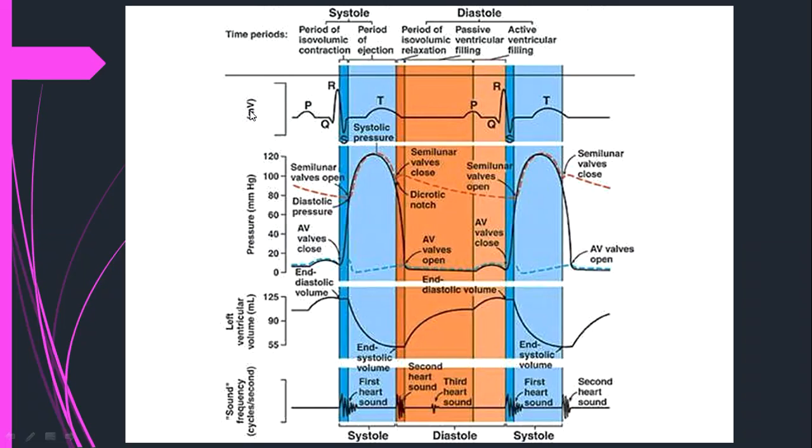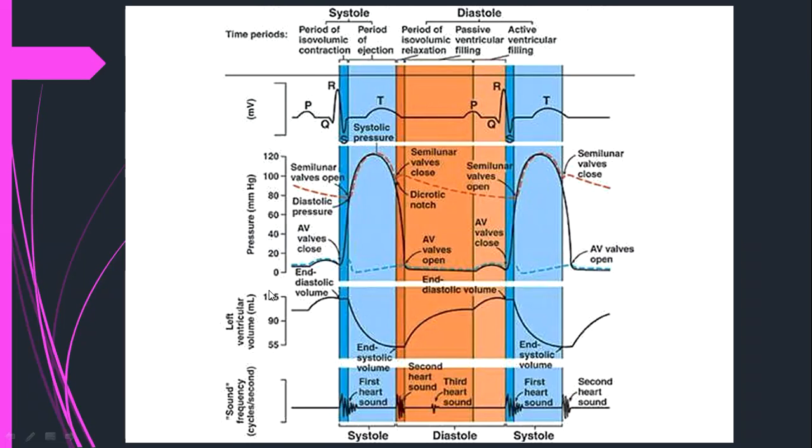As you can see, there are four graphs being plotted here, and the parameters are ECG, electrocardiogram, which is measured in millivolts, and pressure, indicated by millimeters of mercury. In this graph you have three lines: a dotted blue line, a firm black line, and a dotted orangey line. The dotted blue line indicates the pressure measured in the left atrium, the black line indicates the pressure measured in the left ventricle, and the dotted orange line indicates the pressure measured in the aorta.